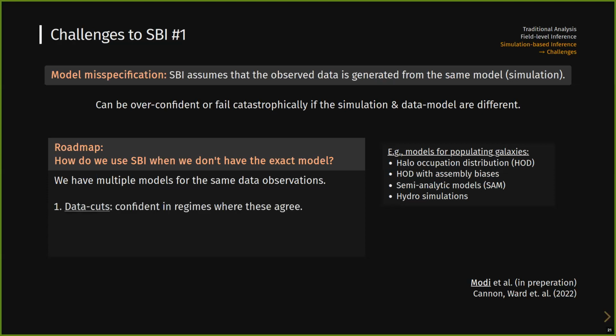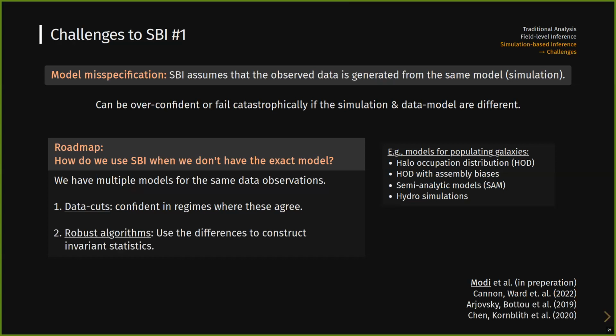So we can do two things here. First, we can use data cuts. There are some regimes in which all of these models agree, so we can just restrict our analysis to those data regimes. This will be a conservative approach in this setting. And the second thing that I would like to pursue is the regimes where these models disagree with each other. We can try to use those disagreements to construct some invariant statistics and try to develop robust algorithms such that your inference is insensitive to these differences.